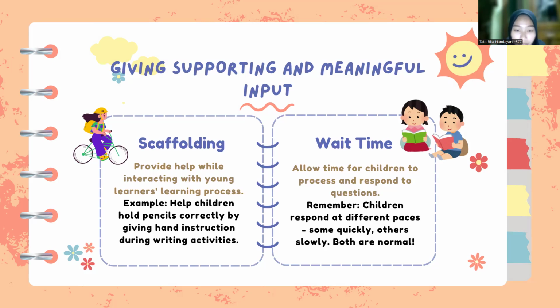Second, wait time. Wait time is equally crucial but often overlooked. This means allowing adequate time for children to process questions or formulate responses. Here's why this matters. Young language learners have diverse response patterns. Some children answer quickly. They process information rapidly and speak immediately. Others need more time. They're not slower learners. They just need more processing time to search their memory, organize their thoughts, and formulate their response.